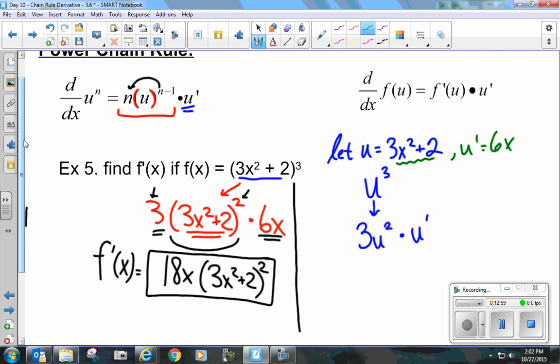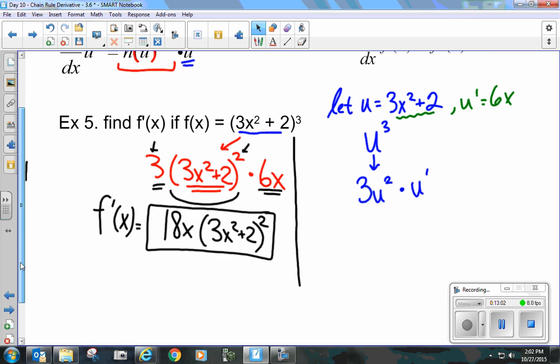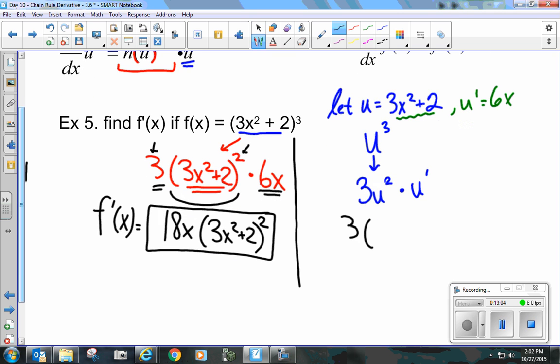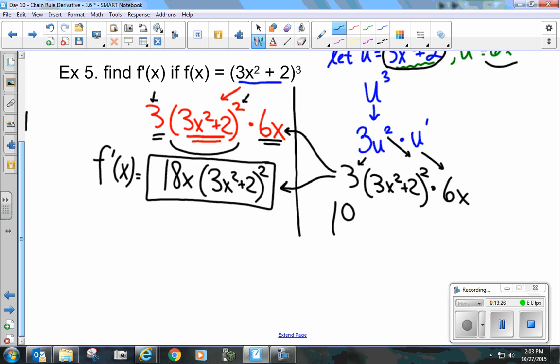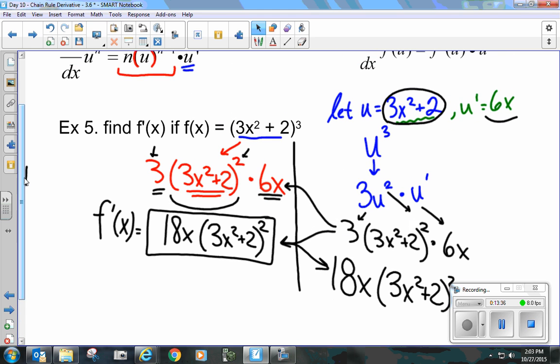So now I'll just plug things in. Okay? I have 3 times u, which is 3x squared plus 2, squared, right? So it's my 3 here, my 2 here, times u prime, which is 6x. It's the same thing we end up with here. Yeah, sure, you get 18x times 3x squared plus 2, squared. Same thing. Same thing. Now, why do people do this?